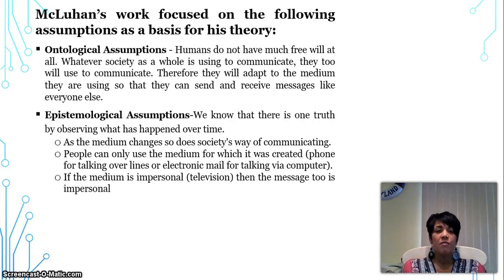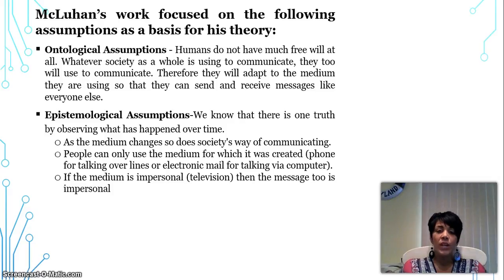McLuhan's work focused on the following assumptions as a basis for his theory. He looked at the ontological assumptions. Humans do not have much free will at all. Whatever society as a whole is using to communicate, they too will use to communicate. Therefore, they will adapt to the medium they are using so that they can send and receive messages like everyone else.